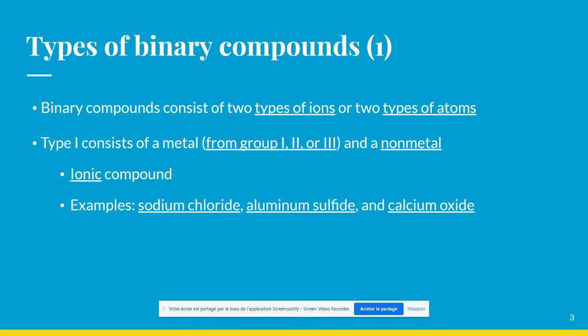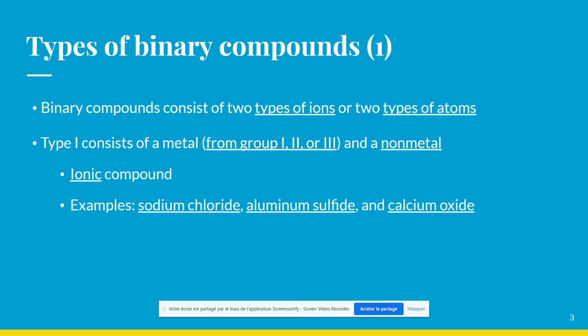So before we get into naming compounds, we need to break them into three different types of compounds. The little one on there on my header is just because this is going to go over 2 slides. So a binary compound consists of either 2 types of ions, for example, sodium and chlorine, or 2 types of atoms, for example, carbon and hydrogen. The type 1s consist of a metal from group 1, 2, or 3, so not a transition metal, and a nonmetal. These are ionic.